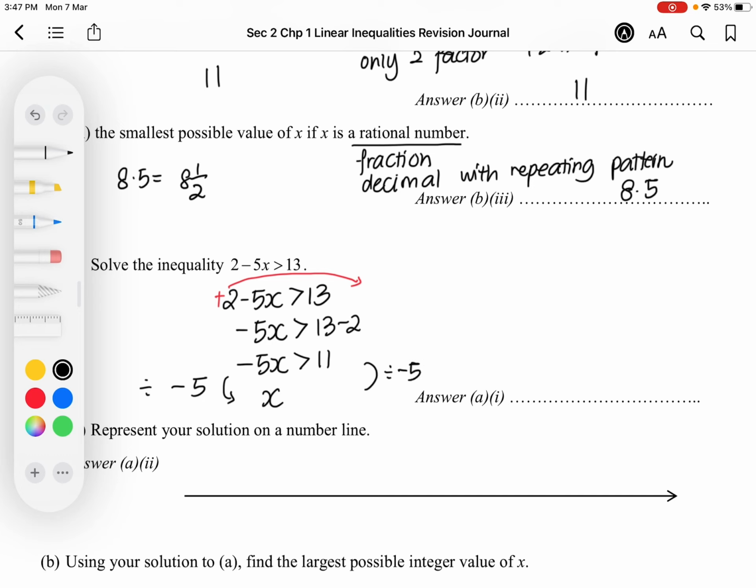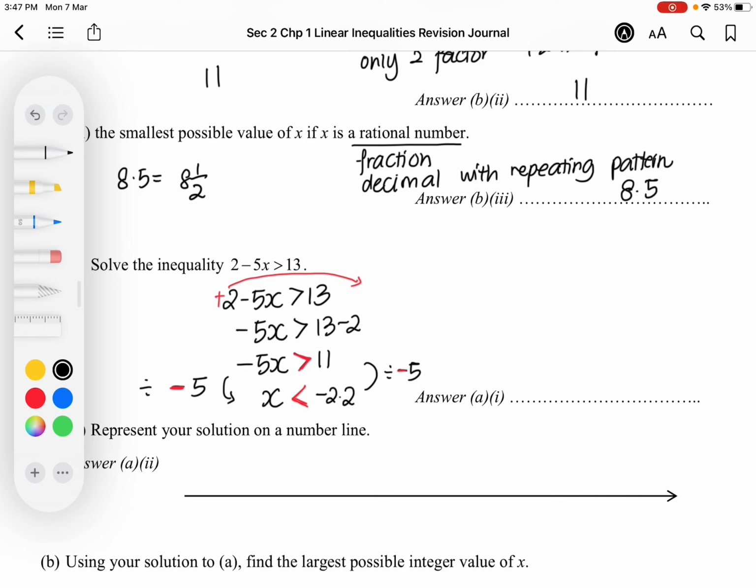Okay, so if we were to divide by negative 5, remembering we are dividing by a negative number. When we divide by a negative number or we multiply by a negative number, the inequality changes direction. So it changes to the other side over here. So this is 11 divided by negative 5, and I get negative 2.2.